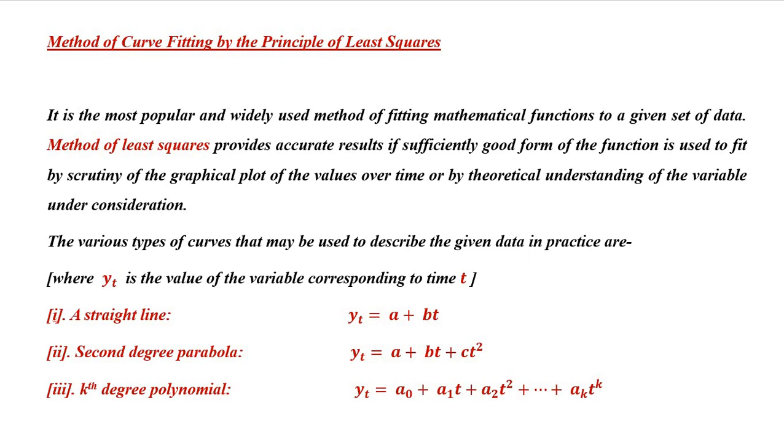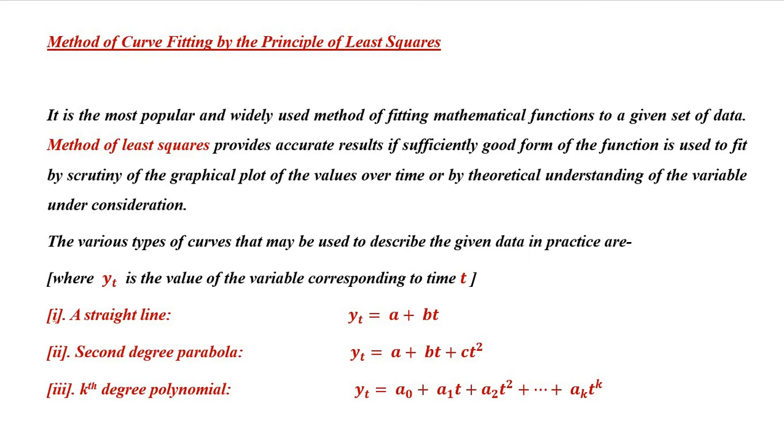The next method is the method of curve fitting by the principle of least squares. It is the most popular and widely used method of fitting mathematical functions to a given set of data. The method of least squares provides accurate results if a sufficiently good form of the function is used to fit, by scrutiny of the graphical plot of the values over time or by theoretical understanding of the variable under consideration. Various types of curves that may be used to describe the given data in practice are a straight line, yt equal to a plus bt.